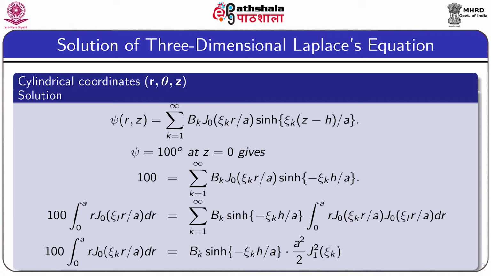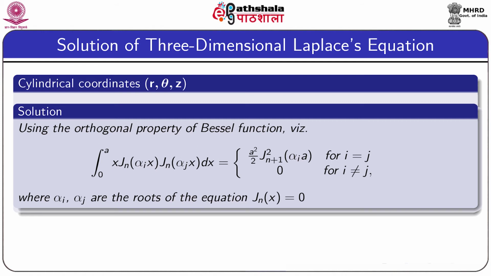So, to find the coefficient B_k of the Bessel function, we need to multiply the relation by J0(ξ_L r/a) times r on both sides, and if we use the orthogonality property of Bessel functions, we obtain the relation written here: 100 times the integral from 0 to a of r J0(ξ_k r/a) dr equals B_k sinh(-ξ_k h/a) times a²/2 J1²(ξ_k). Here we have used the orthogonality property of the Bessel function. That property is written in this slide.